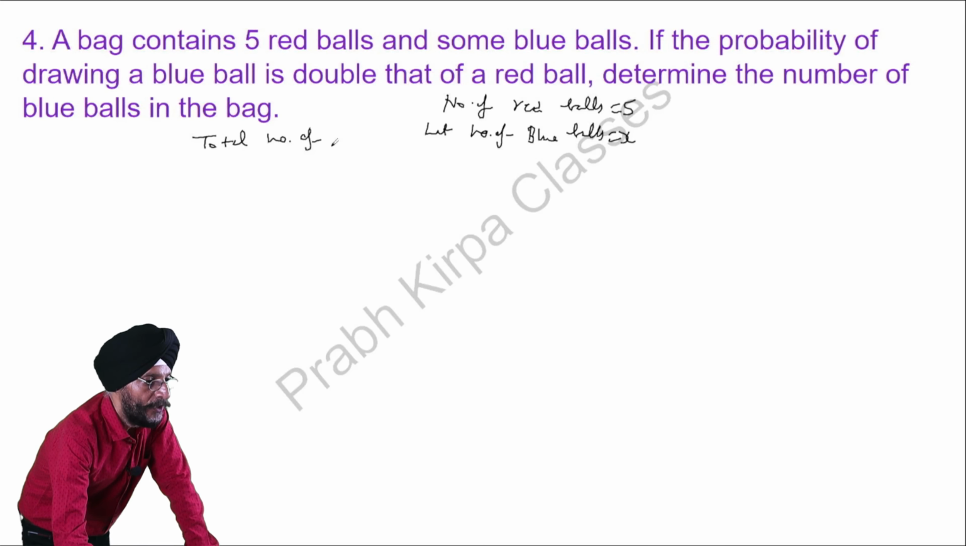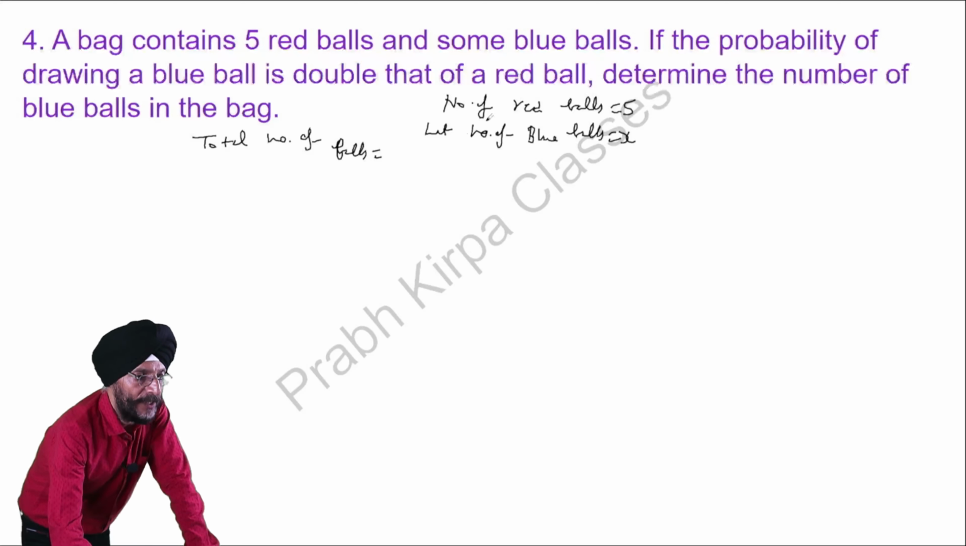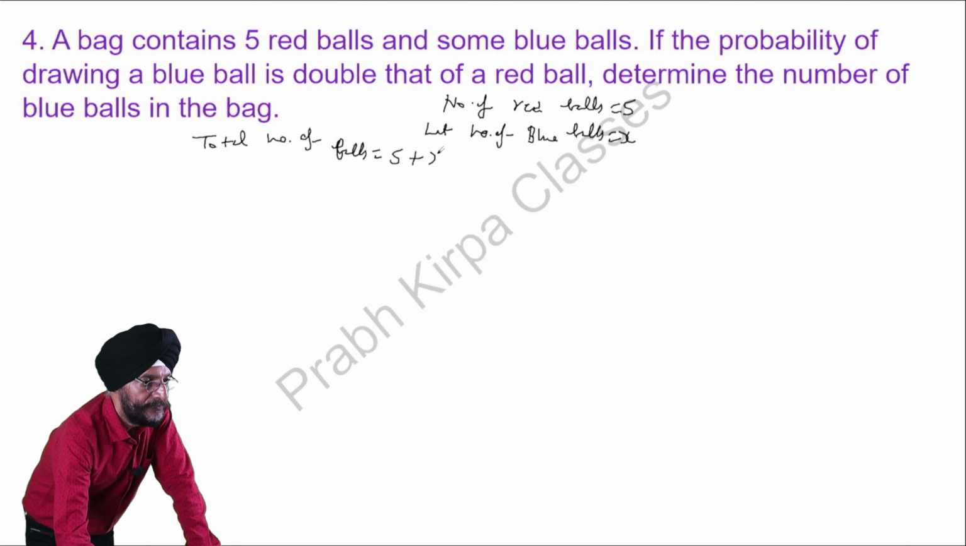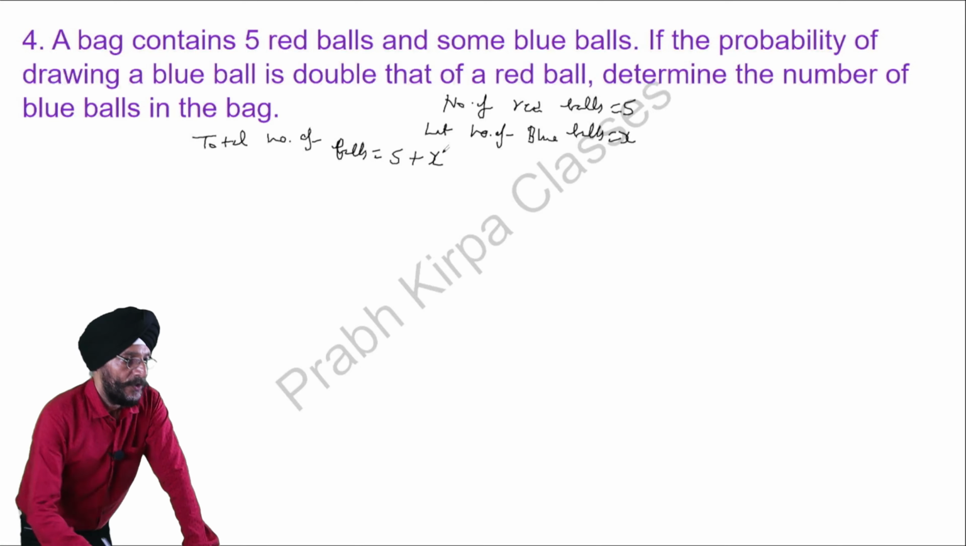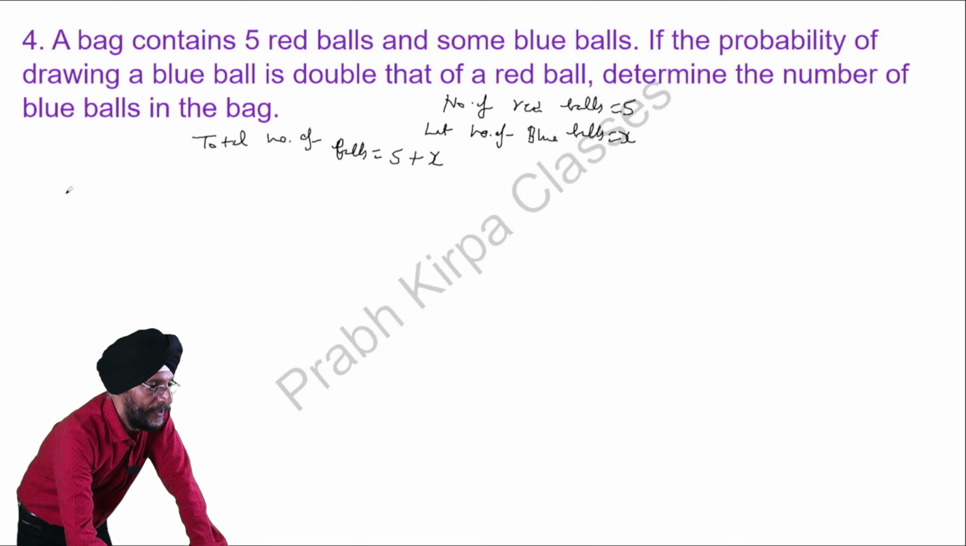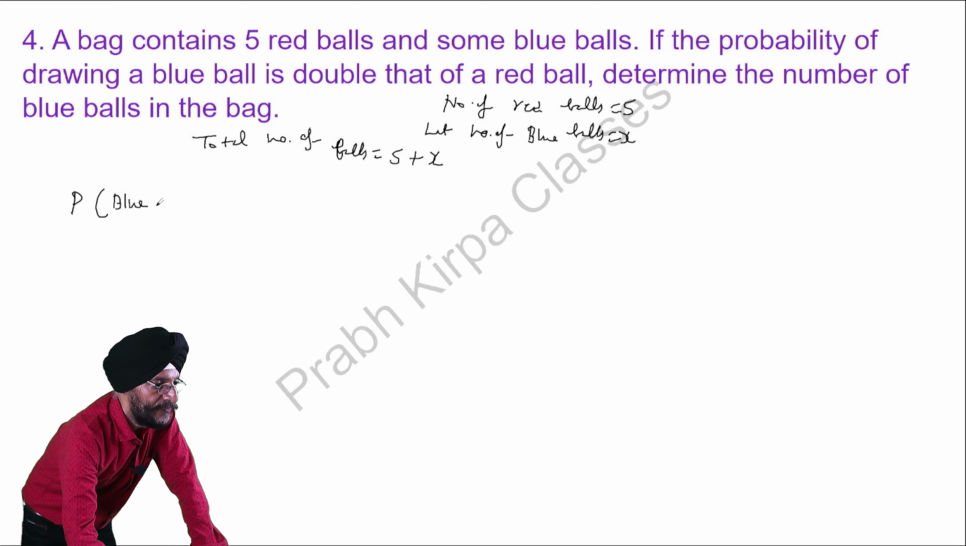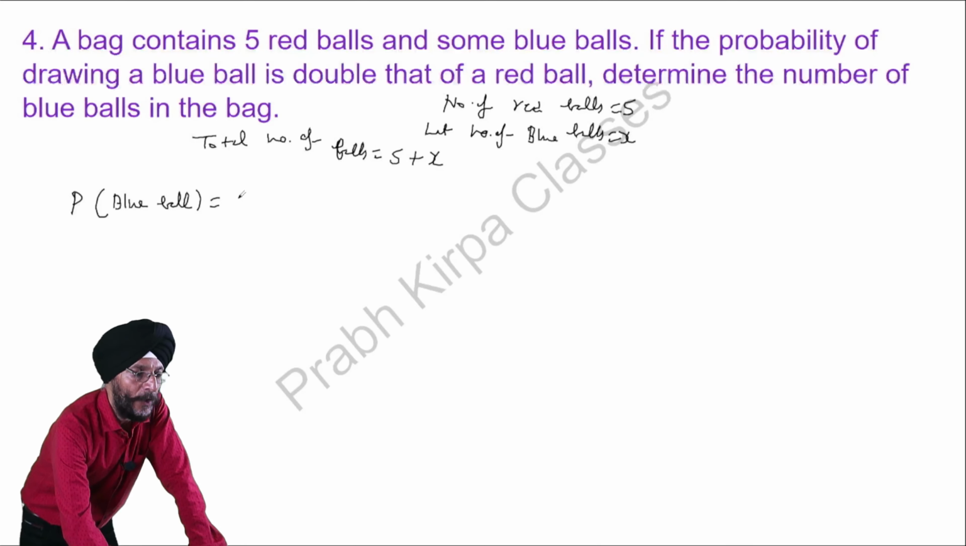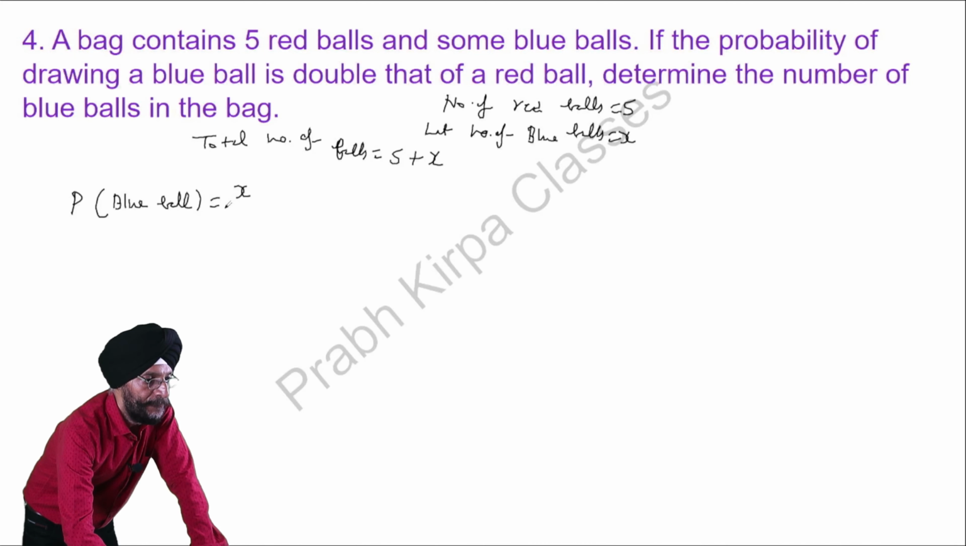So here the total number of balls comes: number of red balls plus number of blue balls, 5 plus x. Now we calculate the probability of blue balls and probability of red balls. Probability of blue ball is equal to number of favorable outcomes. Number of favorable outcomes in the case of blue balls is the number of blue balls. It is x. It is to be divided by the total number of balls. It is 5 plus x.